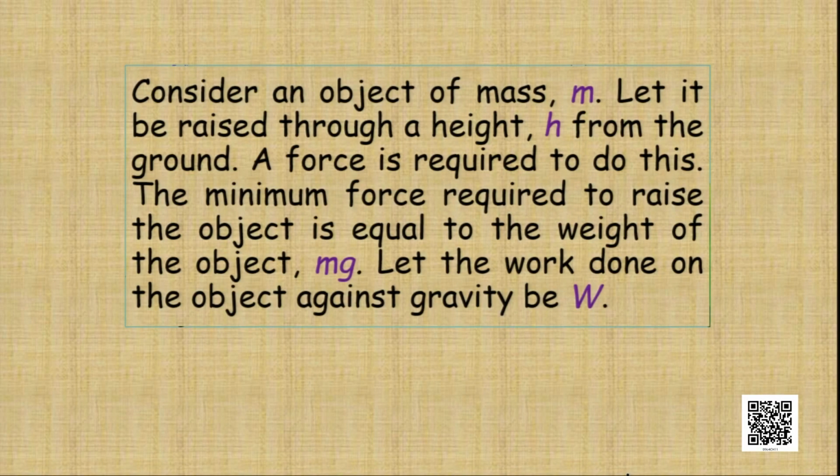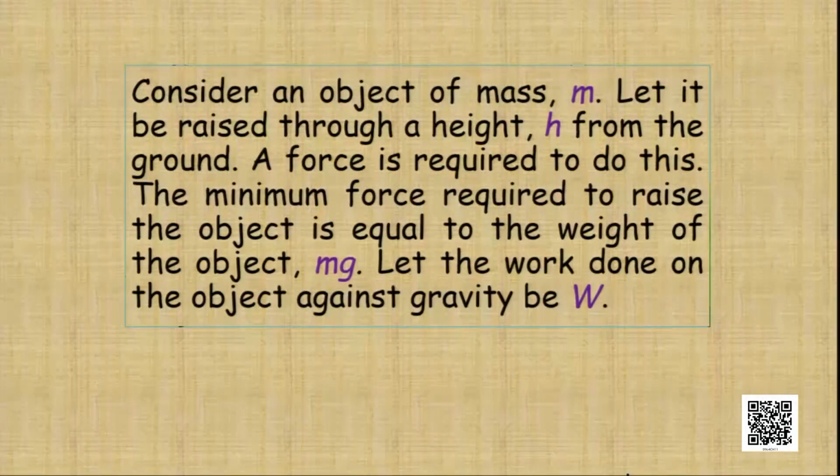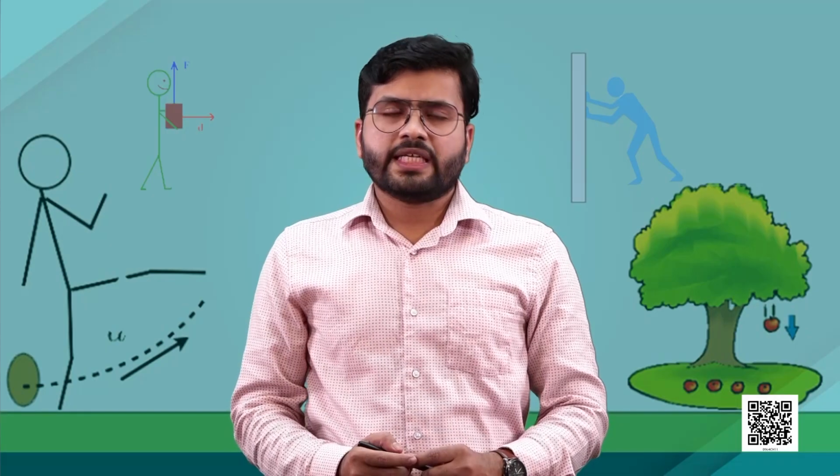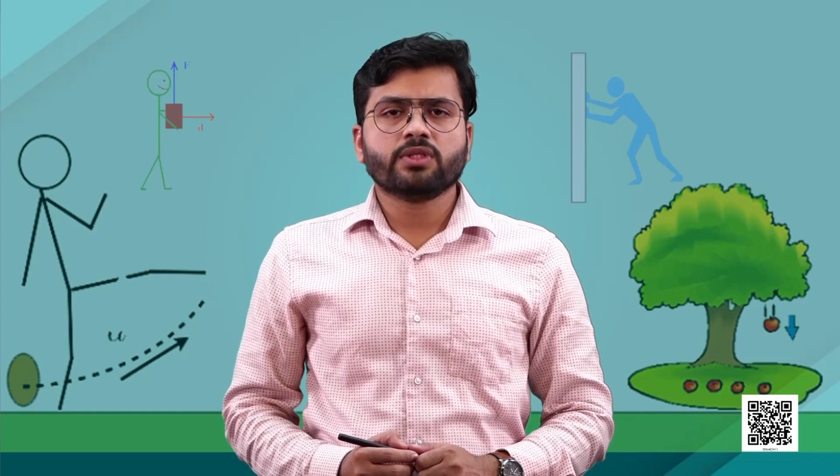So, we will consider the mass of the object as m. Let it be raised to a height of h from the ground. A force is required to do this. We know the minimum force required to raise the object is equal to the weight of the object, which is mass into acceleration due to gravity, that is mg, and let the work done on that object against gravity be denoted by w. So, how will we find the expression for work done and the expression for the energy?